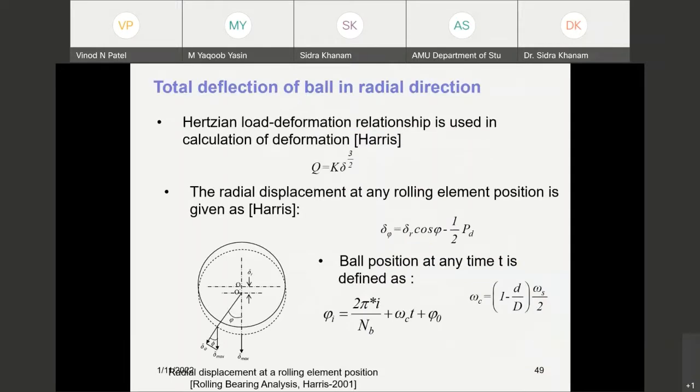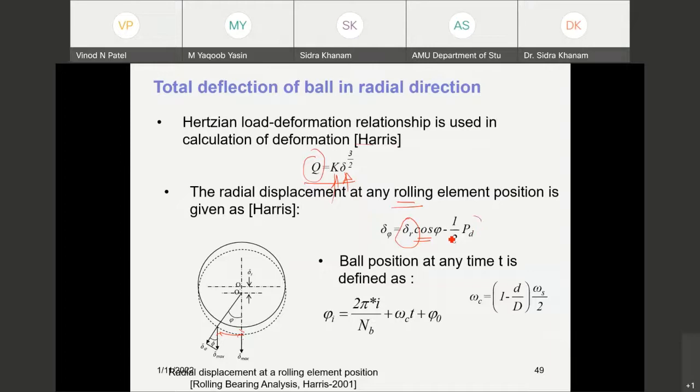So here, how do we derive the deflection of the ball? The total deflection of the ball is non-linear and given by Harris: Q is equal to K times delta, where delta is the radial deformation of any rolling element, which is given by delta R, its deformation at the maximum, times cos phi, which changes with its position, as we know that the load distribution is different for different balls. So that value can be considered.